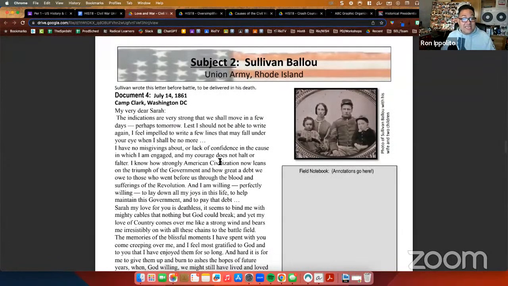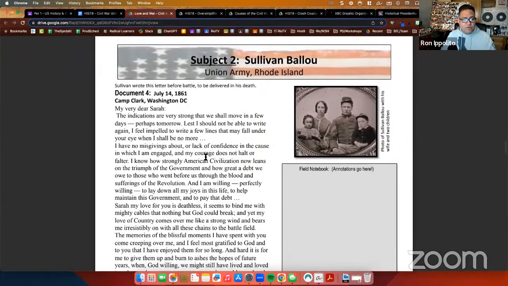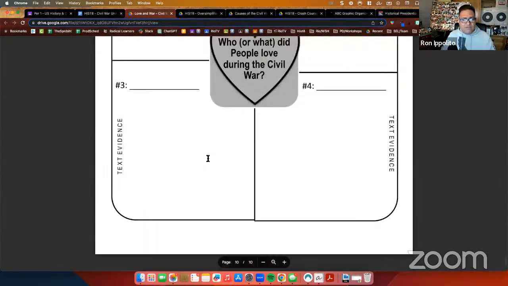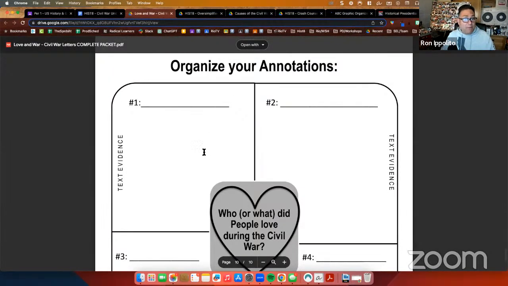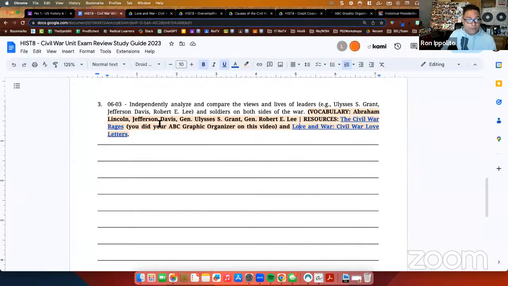But most of them it was just about love, but also about politics, because this was a very literate society. They read newspapers and they valued education. So it's worth looking through. If you scroll all the way down to the end of your handout and look at your notes, what were those things that people really cared about? What did people love during the time of the Civil War? I think that's worth looking at as well.